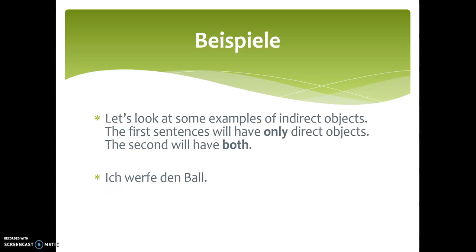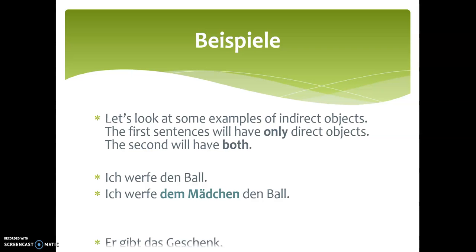So if you say, "Ich werfe den Ball," that's in the accusative. Then if you have the same sentence, but you add "dem Mädchen," "Ich werfe dem Mädchen den Ball," you're saying, I'm throwing the ball to the girl. Now notice that we haven't gotten into the articles yet, but "dem" is the article for "Mädchen" in the dative case, and we'll get to that in just a minute. But the ball is being thrown to the girl.